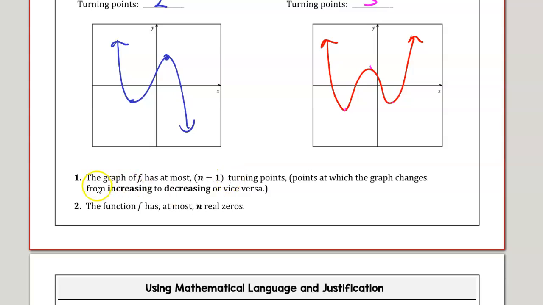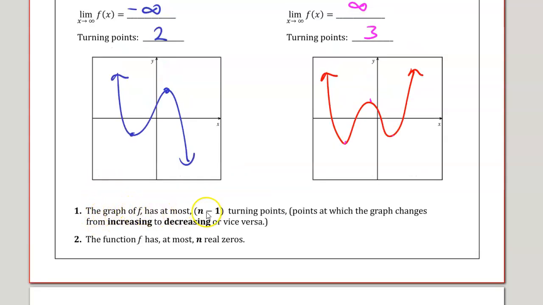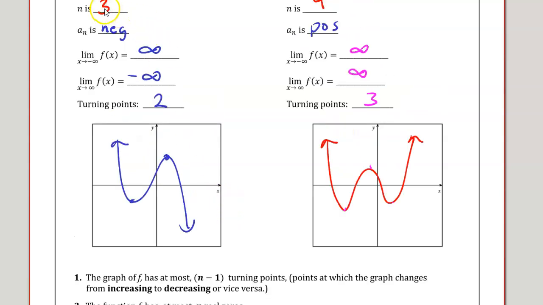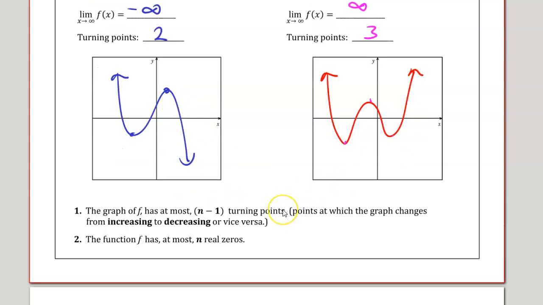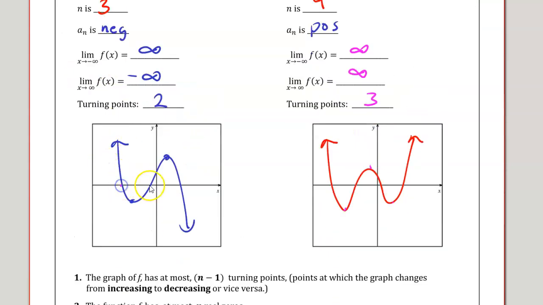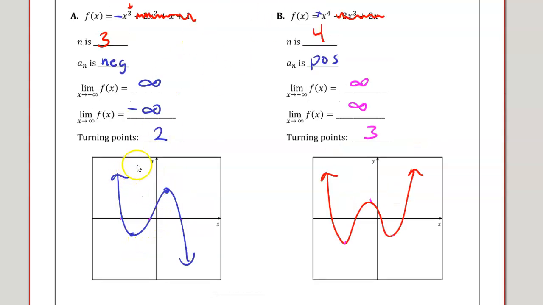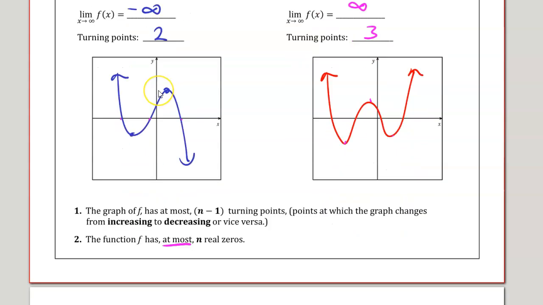So this just summarizes what we did before. The graph of f has at most n minus 1 turning points, 1 less than the degree. From 3, there are 2 turning points. And the function has at most n real zeros, because it could have imaginary roots. For this x to the third, at most it can have 3 real x-intercepts. But the graph could go like this and only have 1, and that means it has 2 imaginary roots. So at most, you can have the degree as the number of real roots.